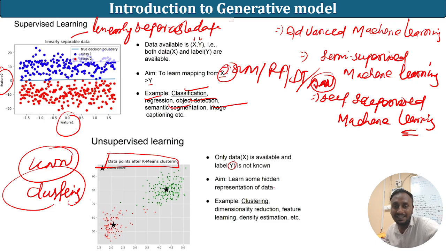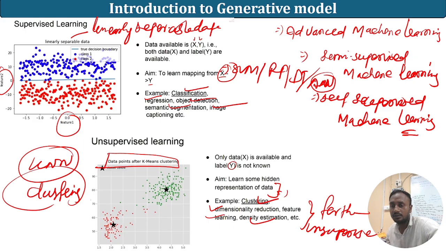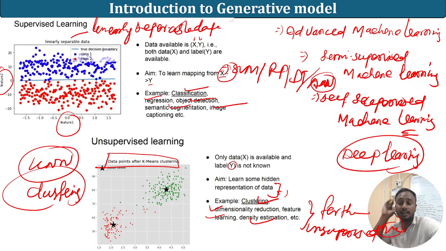The goal is to learn some hidden representation of the data. We don't have the exact pattern or the exact labels of what it actually is, but we have to learn from the hidden pattern. Examples are clustering, dimensionality reduction, feature learning, and density estimation for the unsupervised machine learning model. We have also dealt with deep learning and seen neural networks.